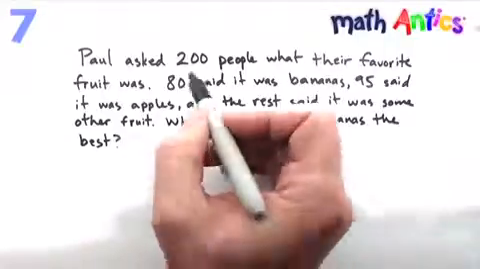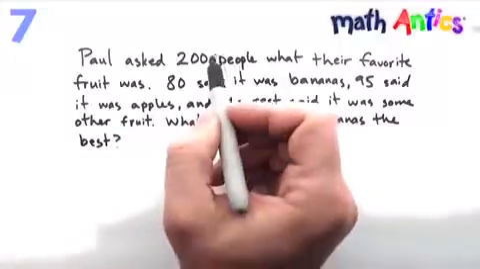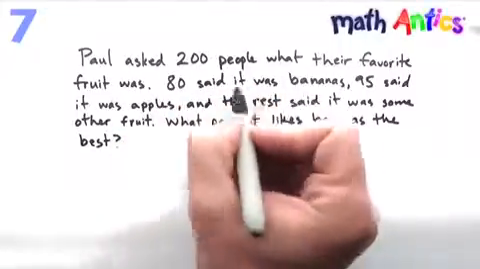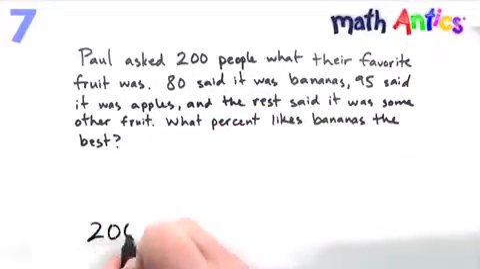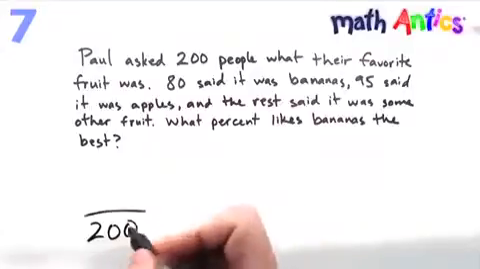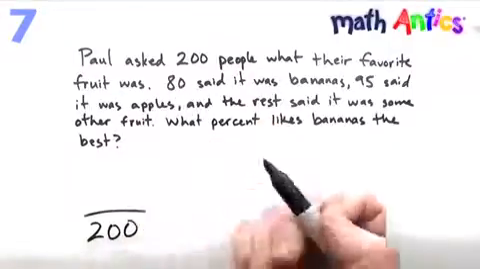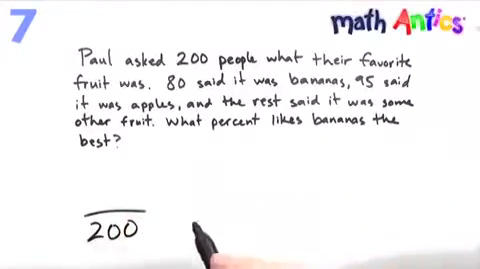All right, so Paul asked 200 people what their favorite fruit was. So these 200 people are the total that he's asking. So that's going to be the bottom number of our fraction in the equation. So let's put that in there, 200. And now we have two other numbers here, but we know that the percent is missing. So only one of these numbers are we going to use in our equation.